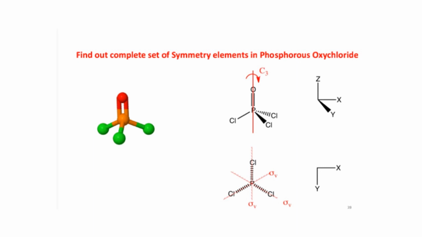Next one is to find out the complete set of symmetry elements in phosphorus oxychloride. Here we can talk about first of all identity, then axis of rotation, and then sigma. Here we see that there is identity, axis of rotation C3, and 3 sigma v's present in this molecule. So there are 5 symmetry operations present: first of all identity, second is C3, and third 3 sigmas are present in this molecule.